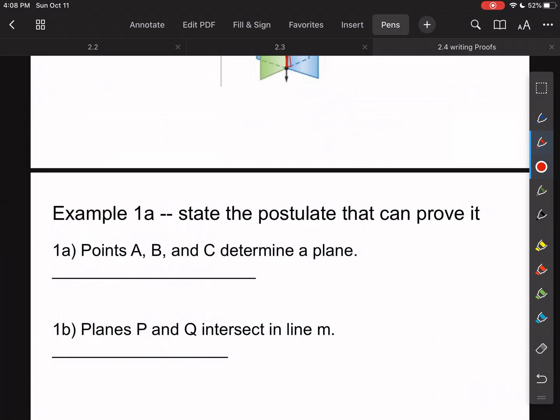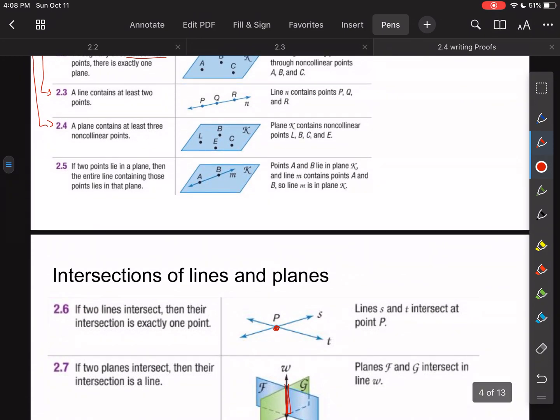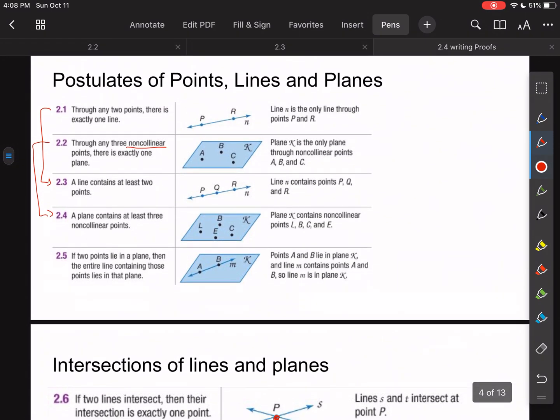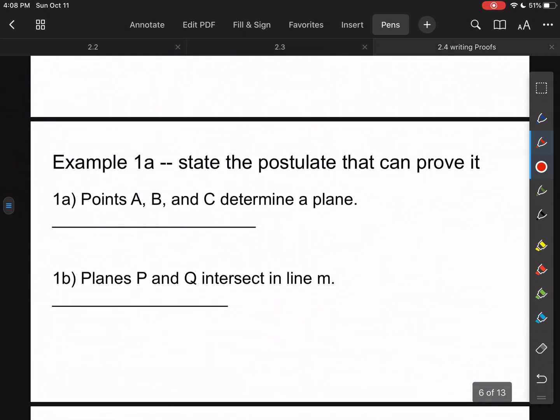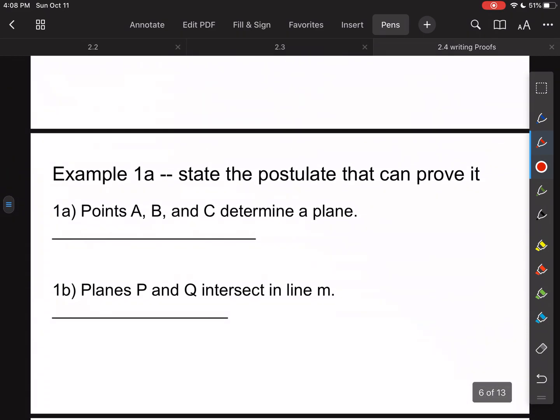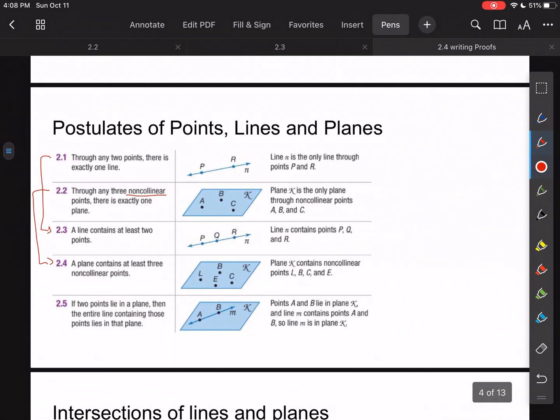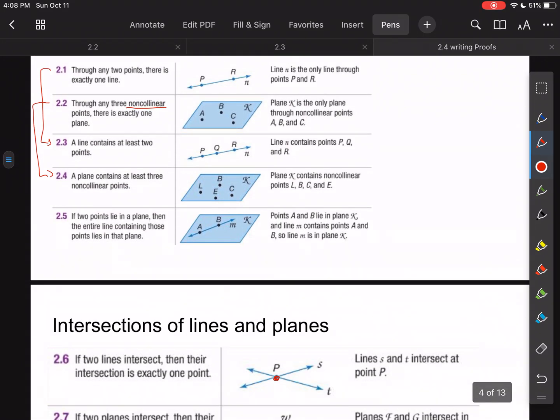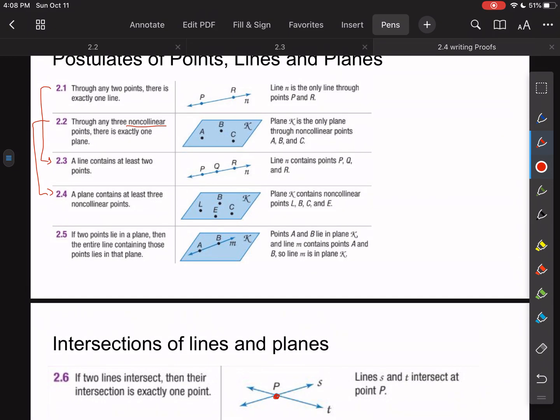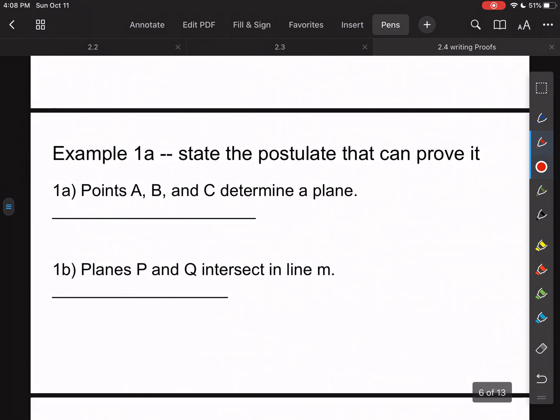It says points A, B, and C determine a plane. Okay, so 3 points are determining a plane. Interesting that it didn't say non-collinear points, but that's okay. We could actually make an argument for either one of these: through any 3 non-collinear points, there's exactly 1 plane, or a plane contains at least 3 non-collinear points. I think it more lines up with 2.4. So you could just put on your homework 2.4. You don't have to label the whole thing out.